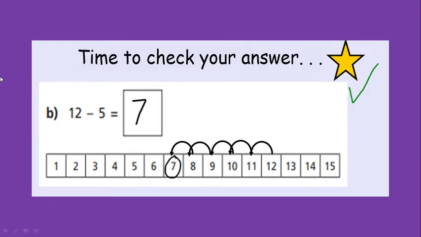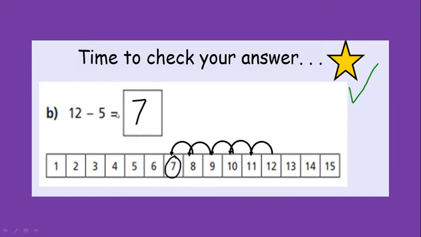Okay, so to start with, we were given the number 12, and that is where you should have started on your number track. Then we were told to take away 5, and that tells us how many jumps back we need to do. 1, 2, 3, 4, 5. And then where you land is what that is equal to. So we've got 12 take away 5 is equal to 7.